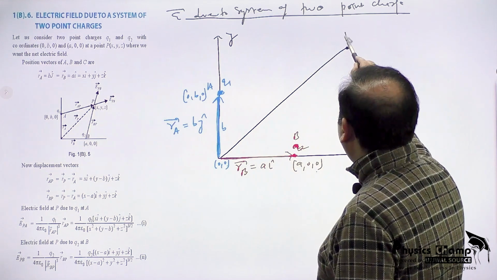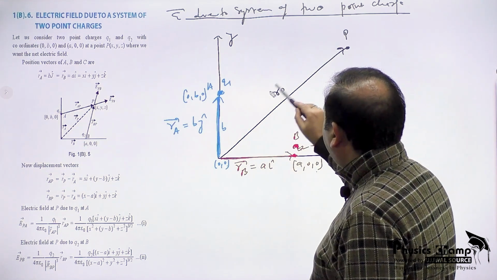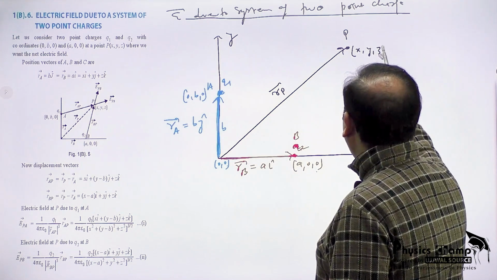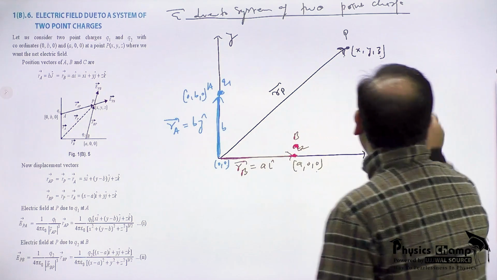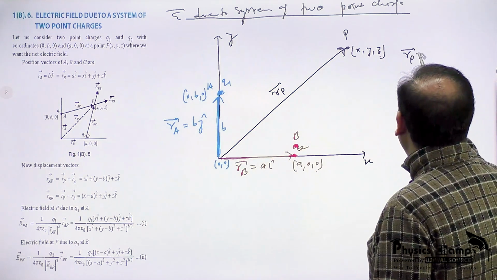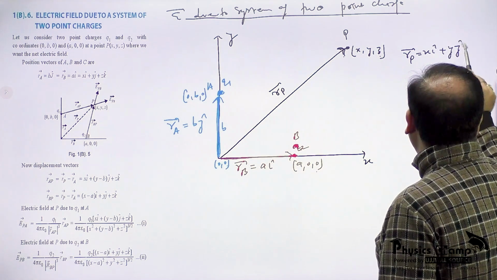And then I have a point where we are looking for the net electric field, whose position vector is Rp, whose coordinates are x, y and z. So we know Rp vector here will be xi plus yj plus zk.